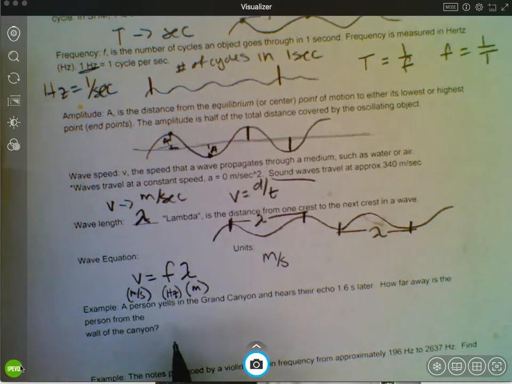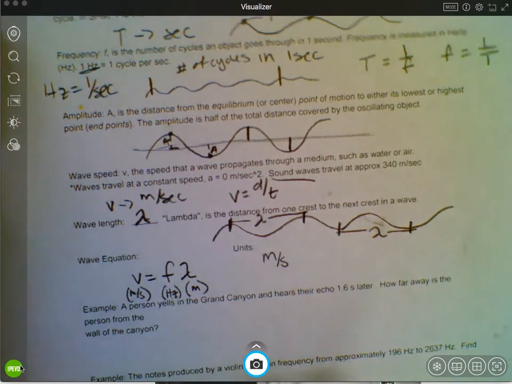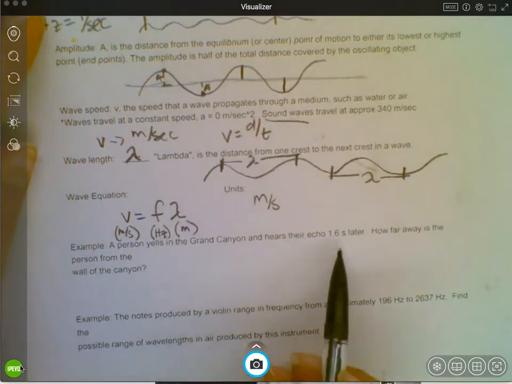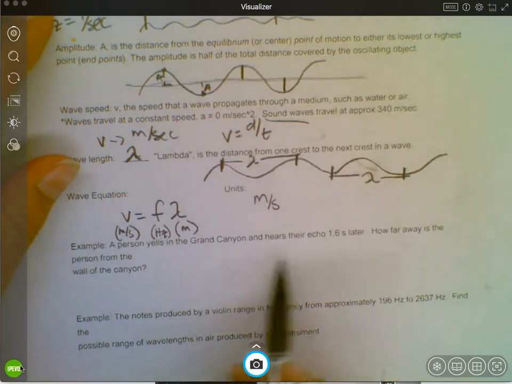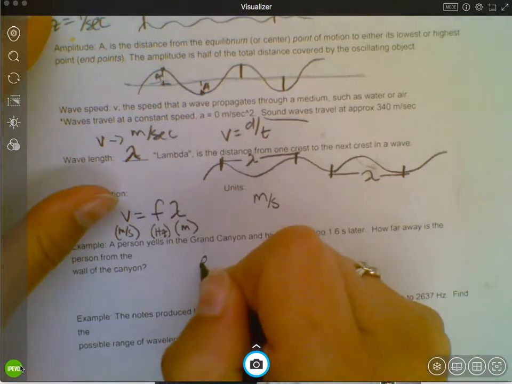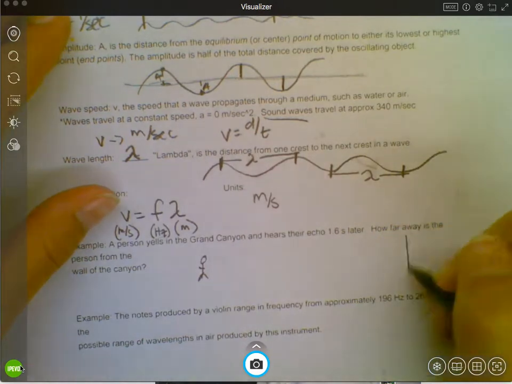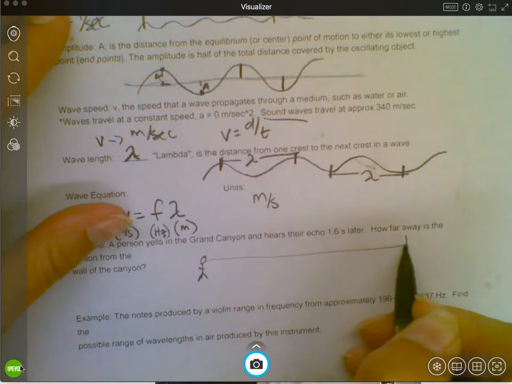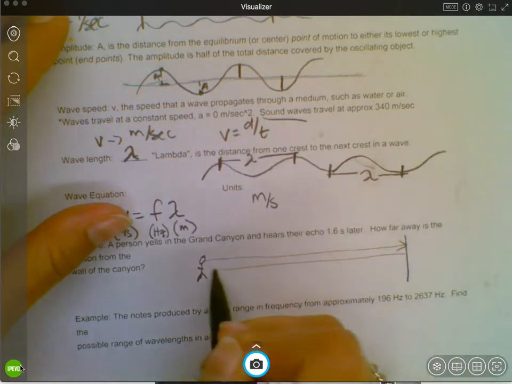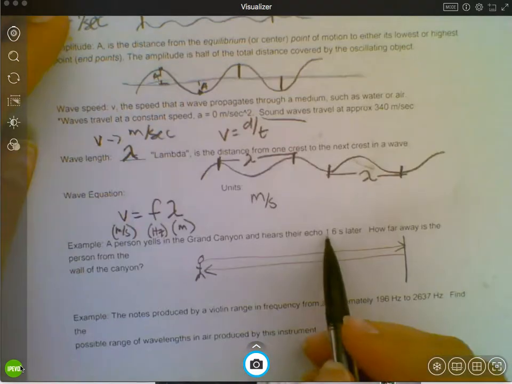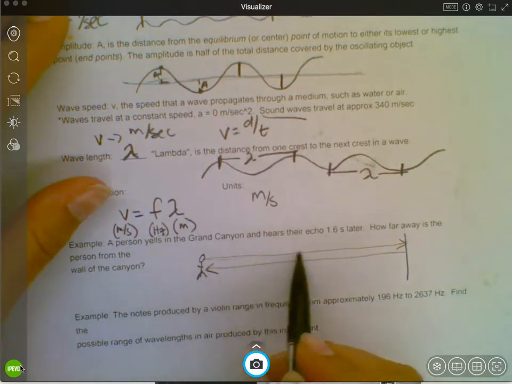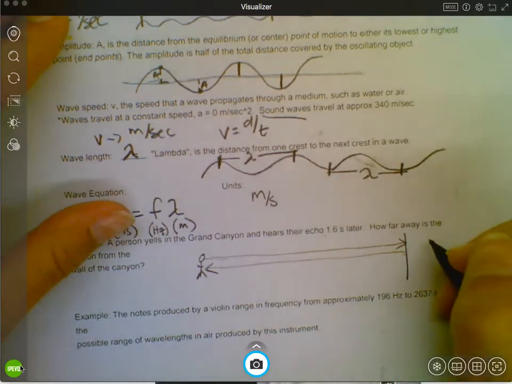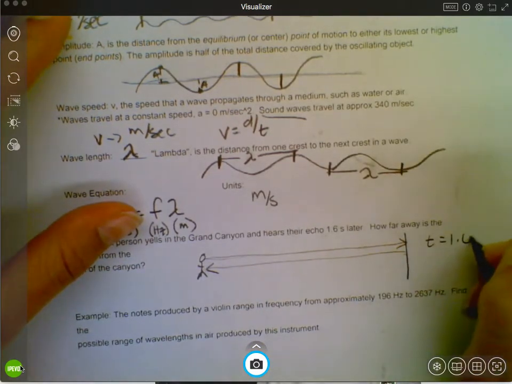All right, let's do a quick couple examples. All right, and then we'll do more practice during class here. A person yells in the Grand Canyon and hears their echo 1.6 seconds later. How far away is the person from the wall of the canyon? So it helps to draw a picture, okay? Here's the canyon. So they yell, okay? The wave travels to the wall and back in order for them to hear their own echo, right? So they send the waves this way, they hit off of the wall, and then they come back to the person. Okay, the time is 1.6 seconds.